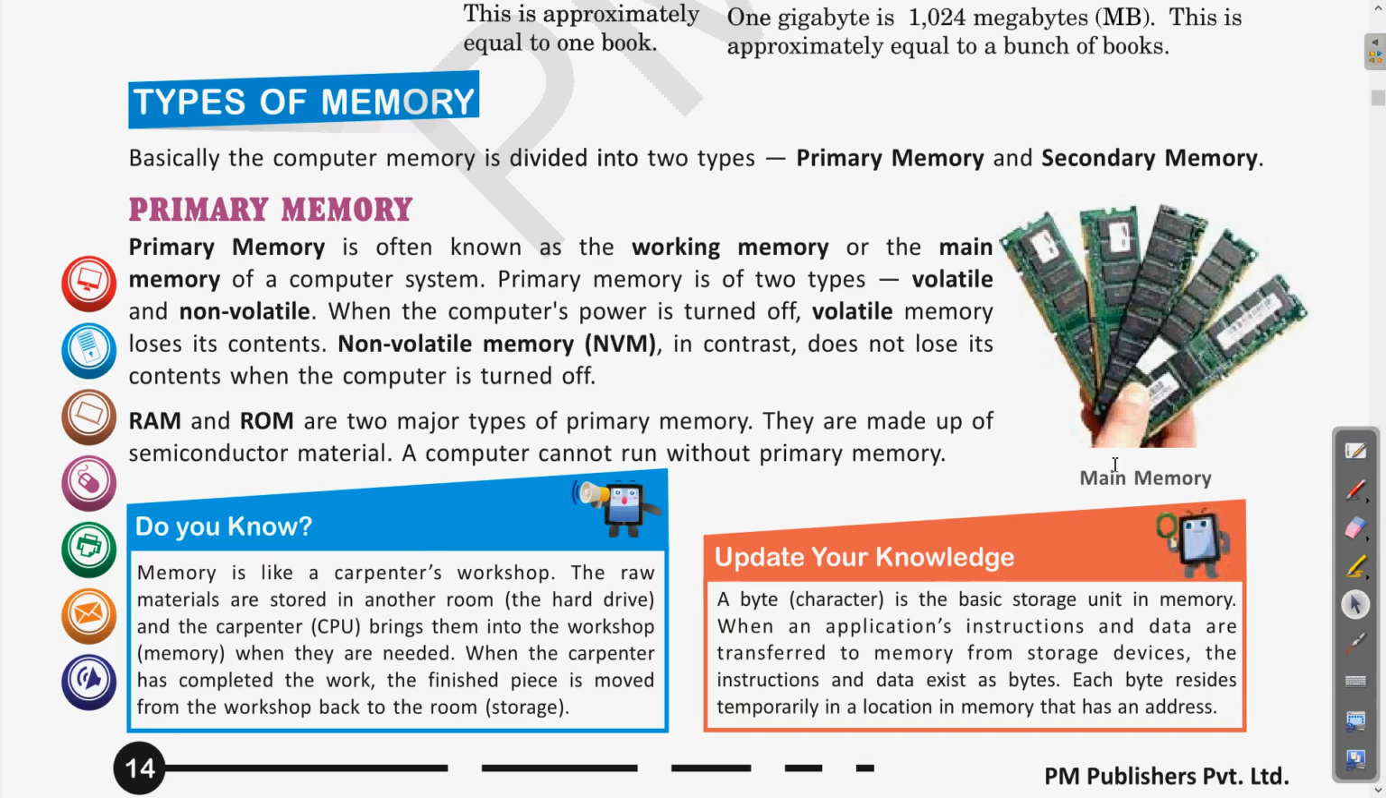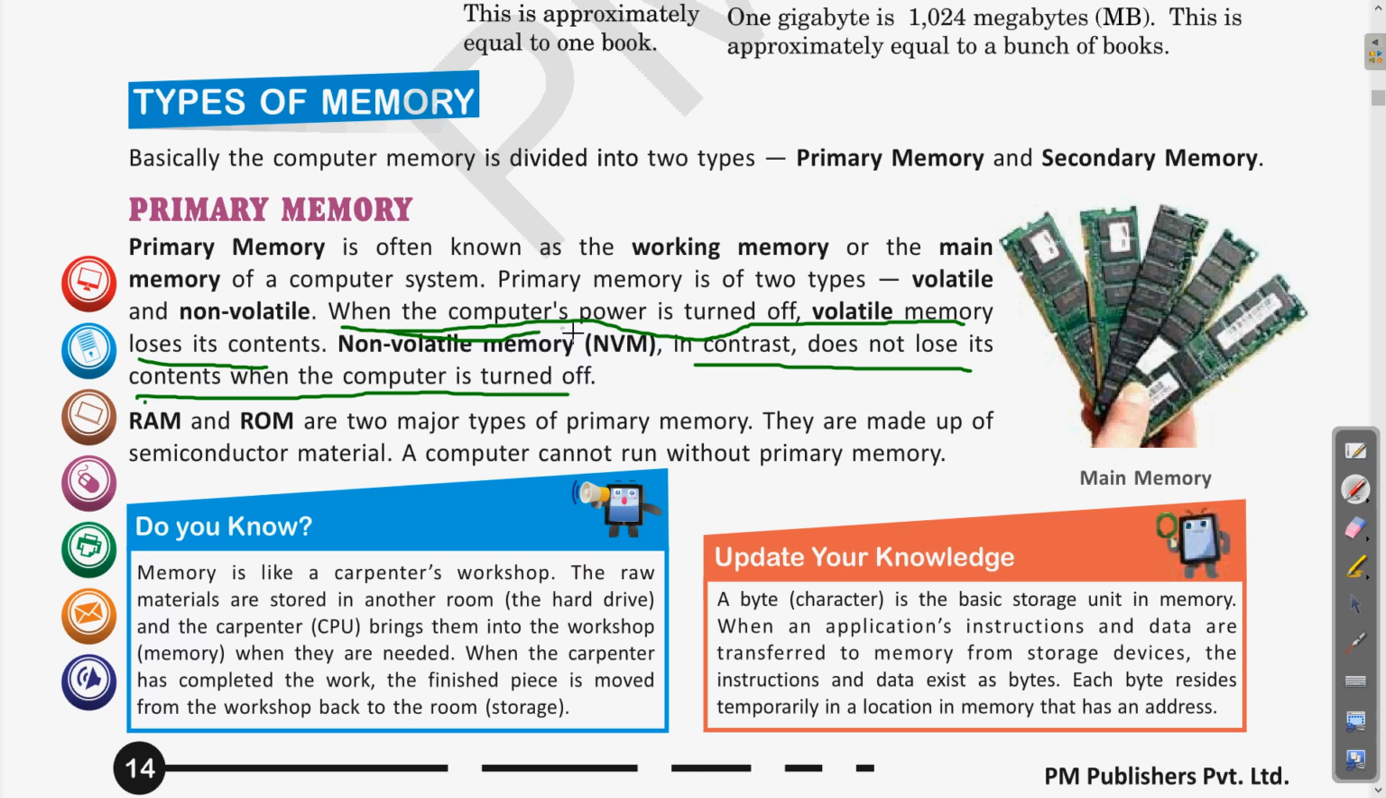Here we have already seen the different types of memory, in which we have seen the primary memory and secondary memory. In the primary memory we have seen that it is of two types, that is volatile and non-volatile. What is volatile? Volatile means any memory in which the contents are deleted when the computer power is turned off. Clear? And non-volatile is the one in which the contents are not erased when the computer is switched off. So this is the basic difference between volatile and non-volatile memory.